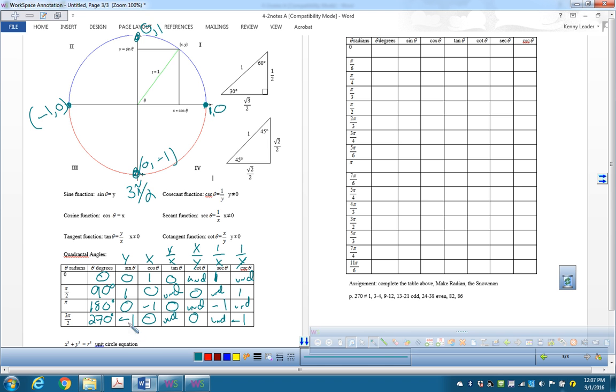Let me make sure that's right. Sine of 270 is negative 1. And the reciprocal of sine is negative 1. There you go. Okay? Look, we're almost done already. Questions?